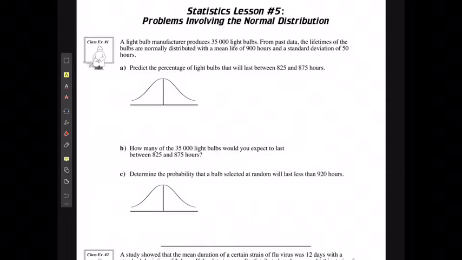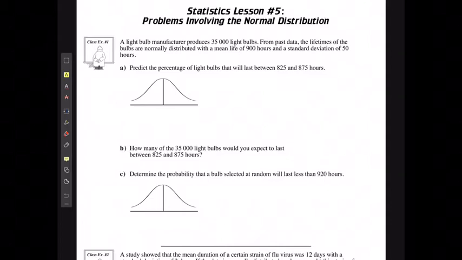So, for the first example, a light bulb manufacturer produces 35,000 light bulbs. From past data, the lifetimes of the bulbs are normally distributed with a mean of 900 hours and a standard deviation of 50 hours. Predict the percentage of light bulbs that will last between 825 and 875 hours.